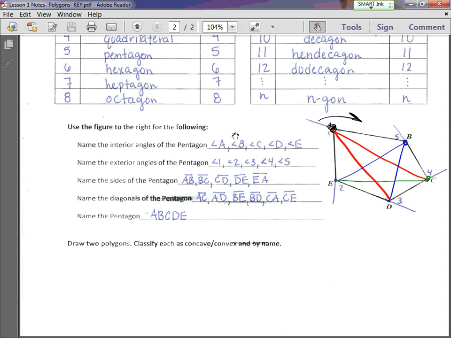Now, of course, your polygons are going to be different than your shoulder partner's, probably. But go ahead and swap papers real quick, and double check that your shoulder partner labeled it properly. Convex versus concave is what it's called by its sides.